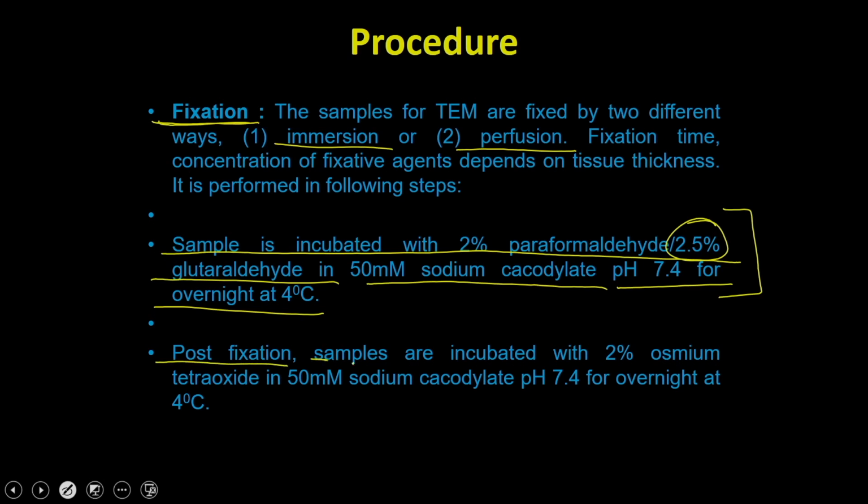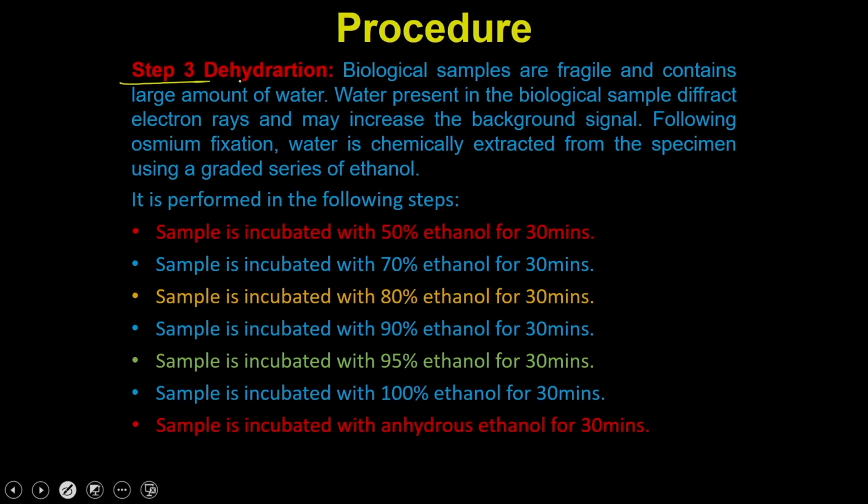Post fixation, the samples are incubated with 2% osmium tetroxide in 50 millimolar sodium cacodylate buffer overnight at 4 degrees Celsius. Then step 3, you are going to have the dehydration. The dehydration step is the same as before, because your biological samples are fragile. So, you have to do sequential dehydration, as we discussed for the SEM. You just follow the same dehydration steps, and that is going to remove all the water present in the samples.